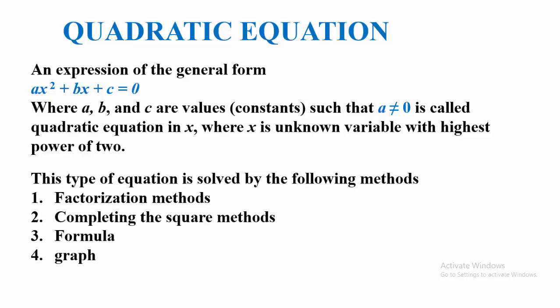For this type of equation, called a quadratic equation, there are different methods of solving it. One of the methods is the factorization method. The second one is the completing the square method. We have the formula method, and it can also be solved graphically, that's by using a graph. We will be treating these four different methods one after the other. Let's start with the first method, called the factorization method.